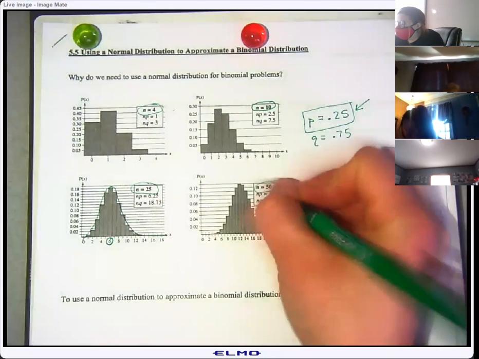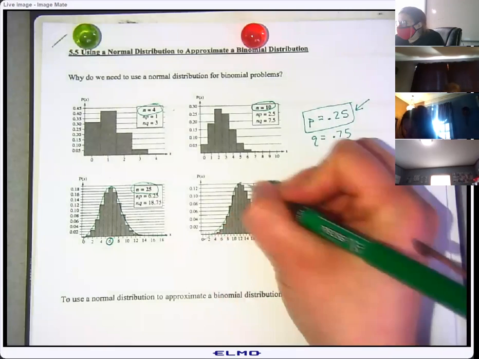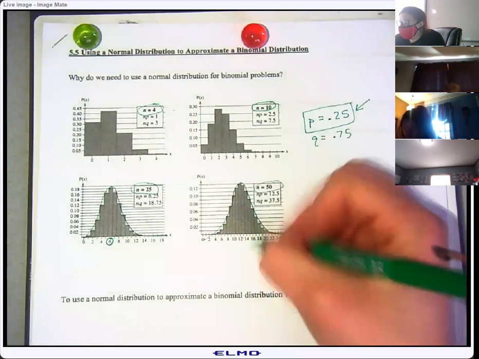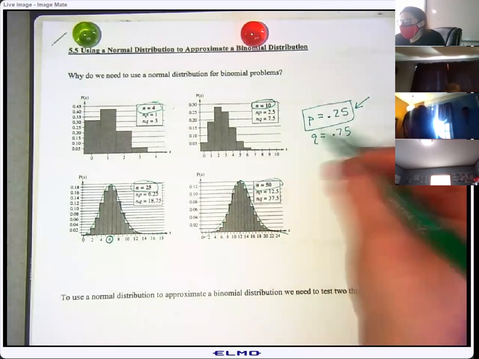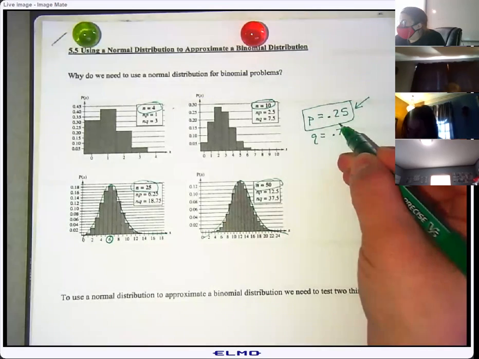As n goes to 50, look, it even looks more like a bell curve, right? And that makes sense because it's focusing around where most of the people would be getting it right, about 25% of the problems.